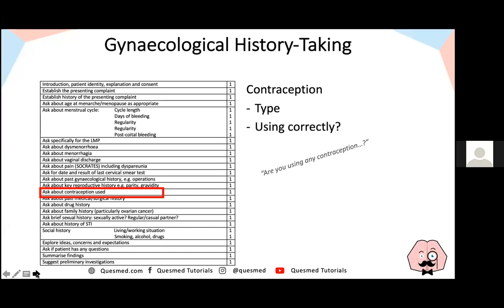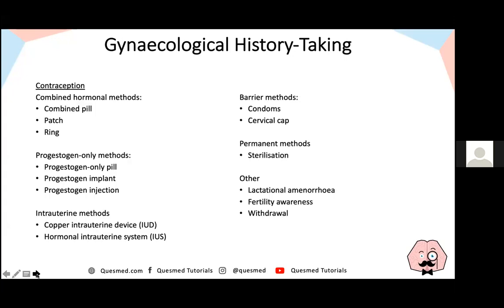We also specifically ask about contraception. Are they using contraception, and are they using contraception correctly? I'm not going to go into all the methods of contraception, that's a whole other lecture, but the method of contraception can have significant effects on gynaecological issues, both positive and negative. Many methods can cause irregular periods, and other methods can cause heavier periods, more painful periods, or cause periods to become less frequent.